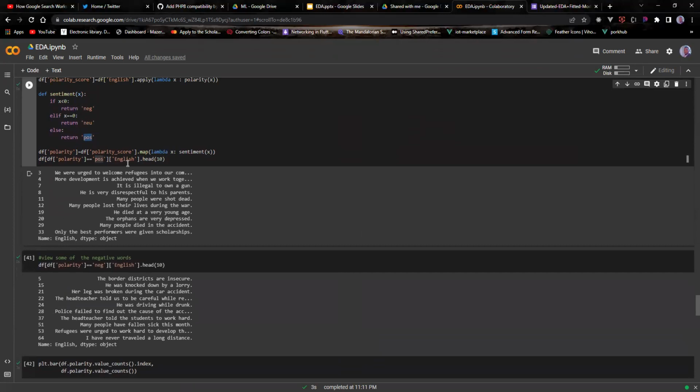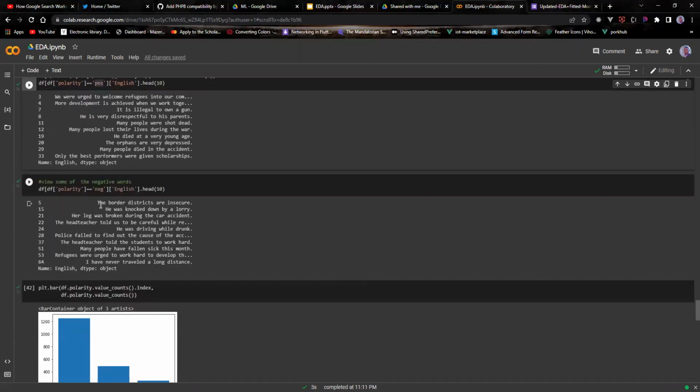And as you can see, when we get the first 10 observations that are positive, you see we urged to welcome refugees into our camp. They're quite positive statements. And once again, we would want this to be more medical. And then there are some negative ones, and since we are dealing with a sensitive domain, we want to either do away with most of the negatives or reduce them to a very low degree, because the medical field is quite sensitive.